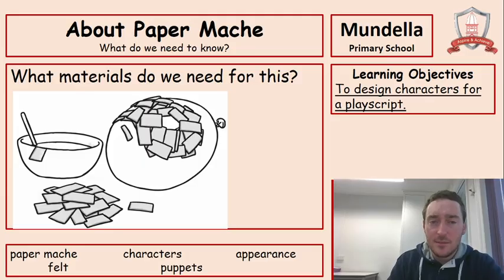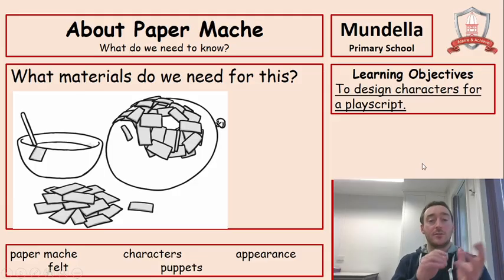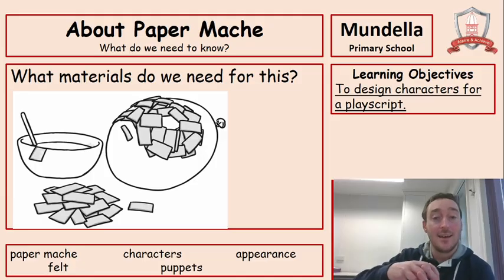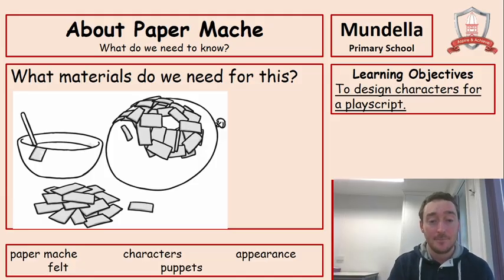Now, what is paper mache? And what materials do we need for this? What can you see on the screen? That's right, we can see PVA. We've got PVA glue here. We have strips of paper, which will be given. And there's a balloon here, but we won't be doing that. We're going to be screwing up a paper ball into a ball shape, which is going to be the head of our puppet. Okay?